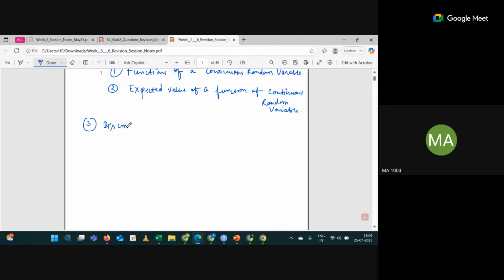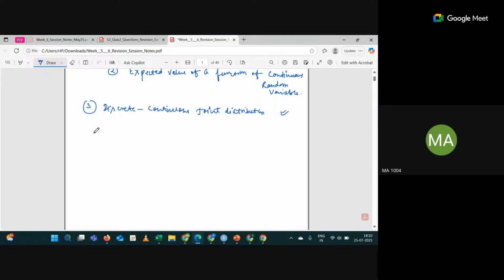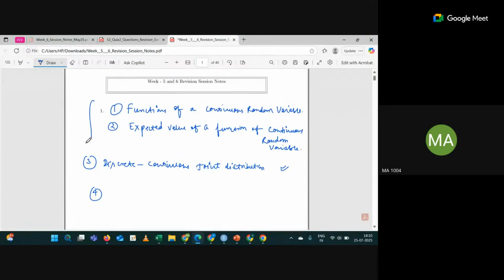Next, after the expected value of a continuous random variable, we will move on to the joint distribution of discrete and continuous random variables. This is also important from the exam point of view. So these are the main concepts of your week 5.